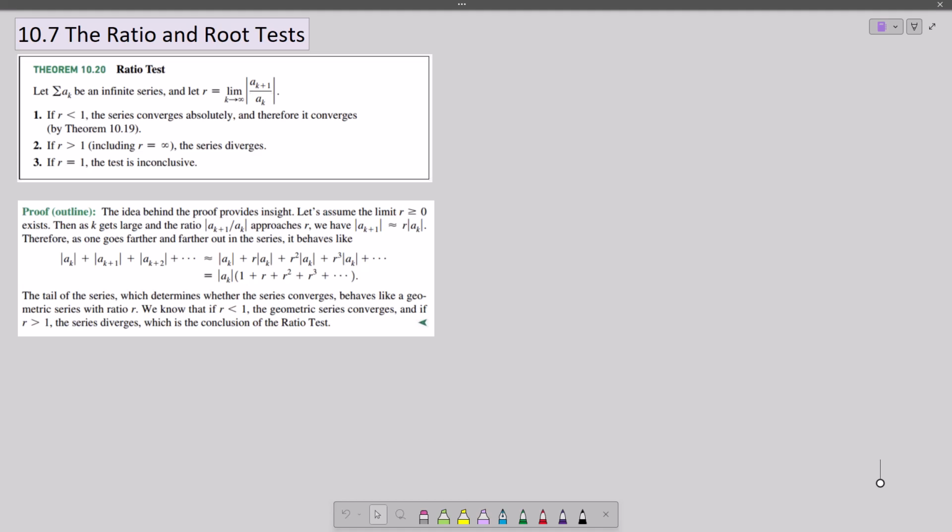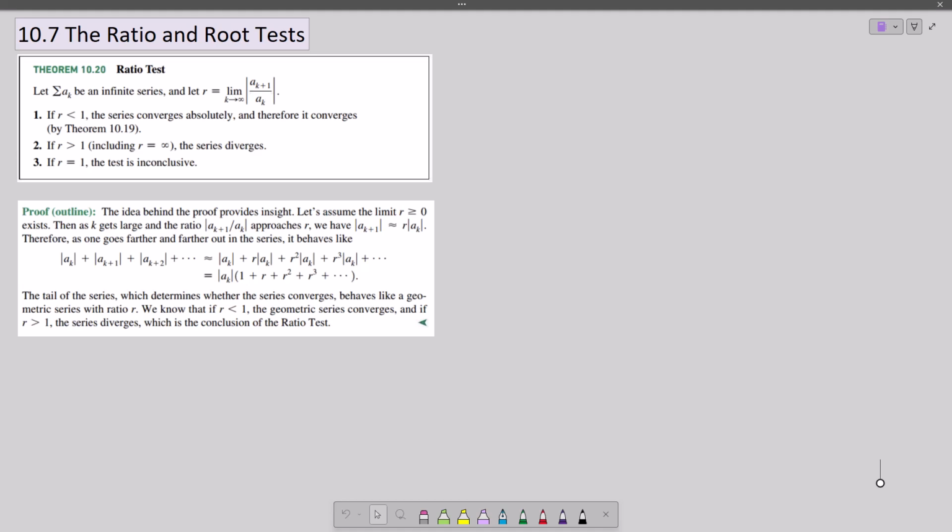So here we go for the ratio test. This is probably the most important test in terms of tests that you're going to use later. When we get into the next chapter, ratio test is what we use when we have power series. So ratio test is going to be probably the most important one of all of them in terms of using it repeatedly in the future.